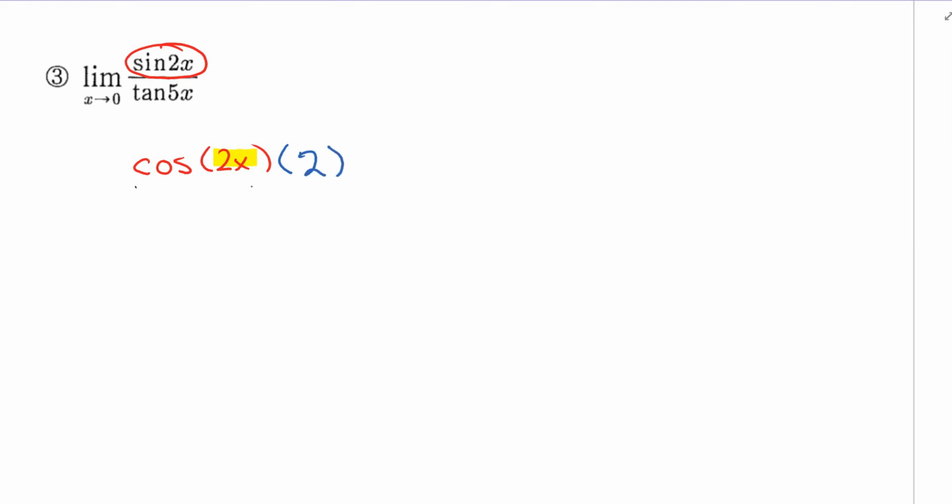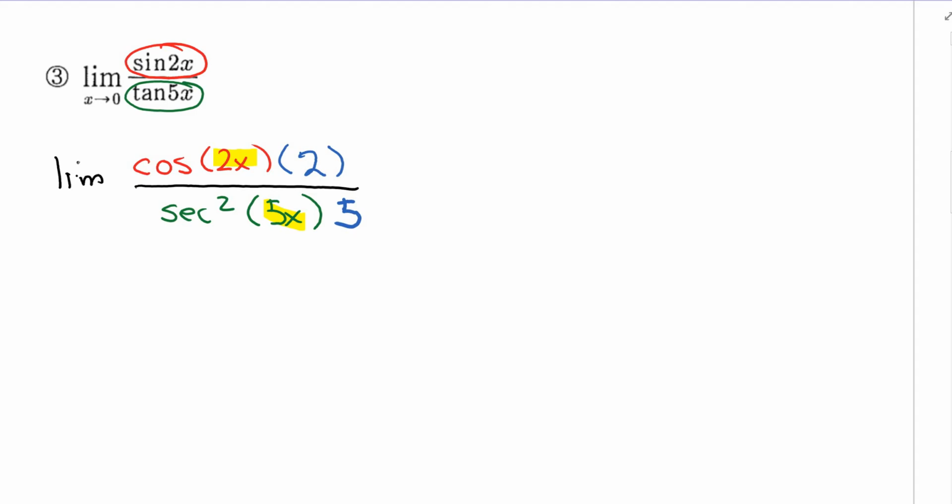And then you would divide that by, well, what is the derivative of tan 5x? Well, the derivative of tan x would be secant squared. So secant squared 5x. And then you take the derivative of 5x, which is simply going to be 5. And then you write your limit statement at the front, the limit as x goes to 0.